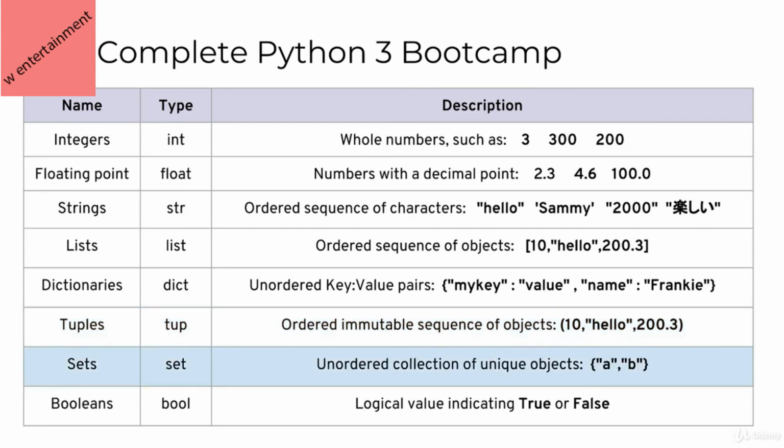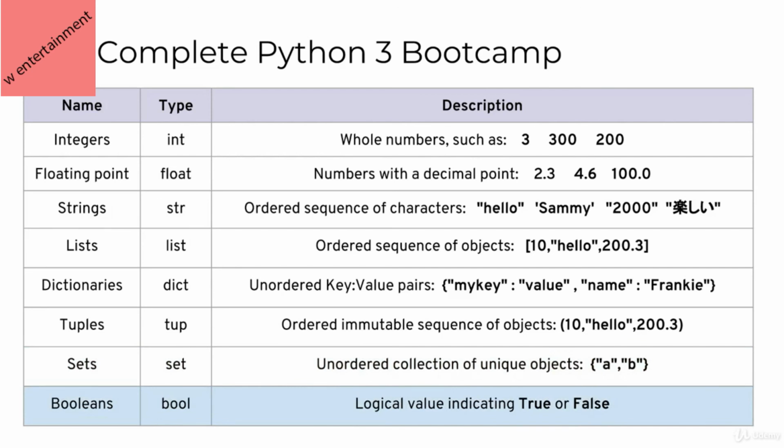Then we have sets, which are an unordered collection of unique objects. And again, we'll talk about that in a lot more detail. They're a little similar to a dictionary, but they don't have key-value pairs. Instead, they're just unique objects in some unordered collection. So you don't have that colon key-value pair. Again, we'll discuss it in more detail later on.